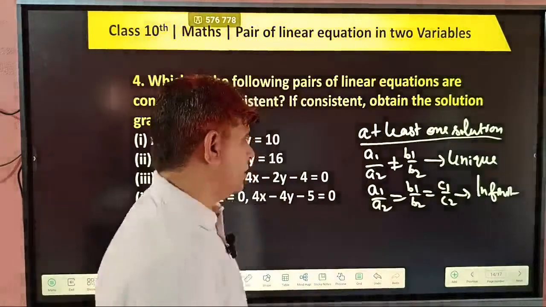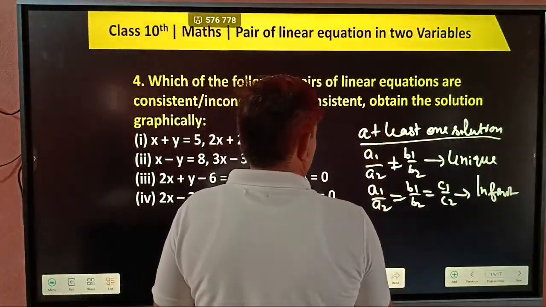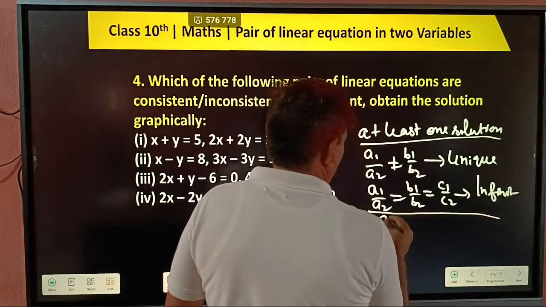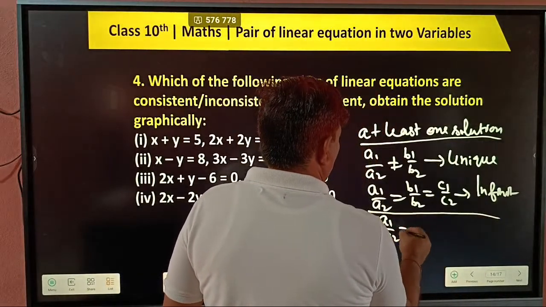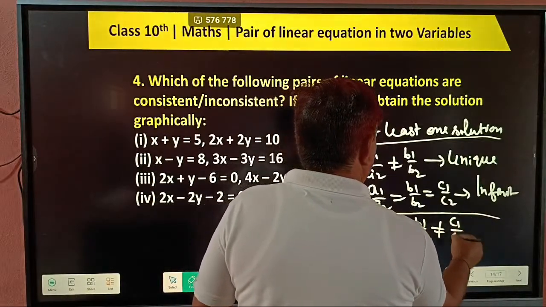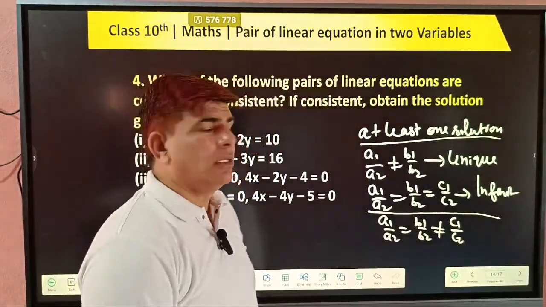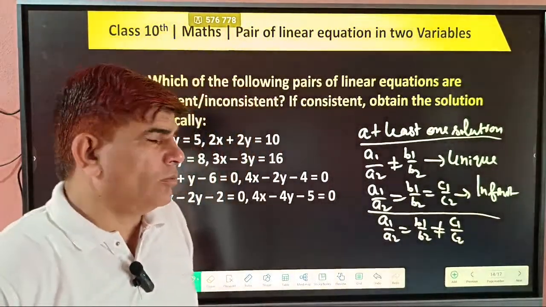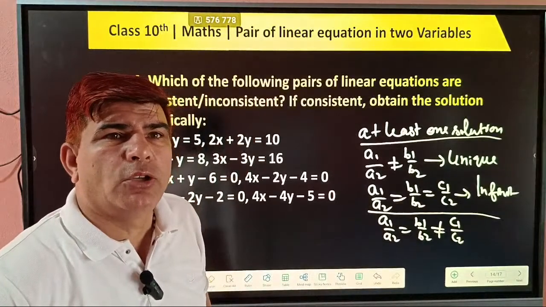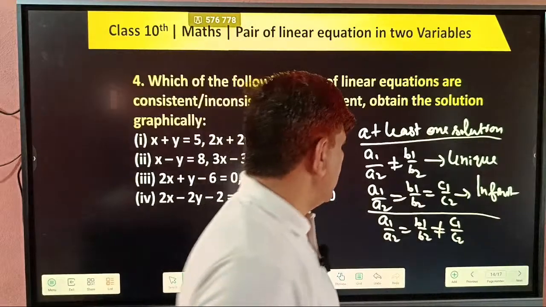Understood? The third one is inconsistent. Inconsistent means A1 by A2 equal to B1 by B2 is not equal to C1 by C2. So how many solutions? No solution. The lines are parallel to each other.